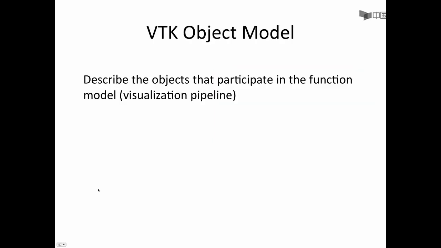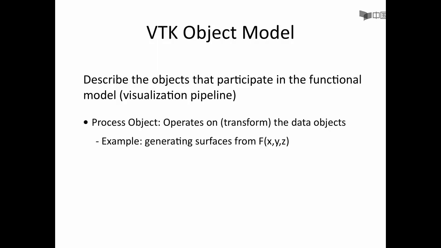Now let's look at the Vtk object model. Like I said before, the object model is used to describe the objects that participate in the function model or visualization pipeline. It contains process objects. A process object operates on the data objects, or you can say transforms the data objects. One example is a surface extraction process that converts the pre-computed function value xyz in a regular grid to a collection of triangles that have constant values.